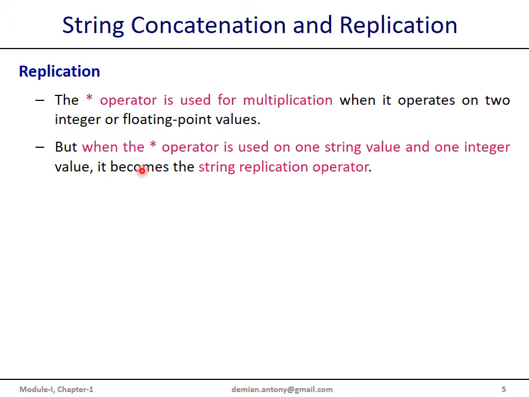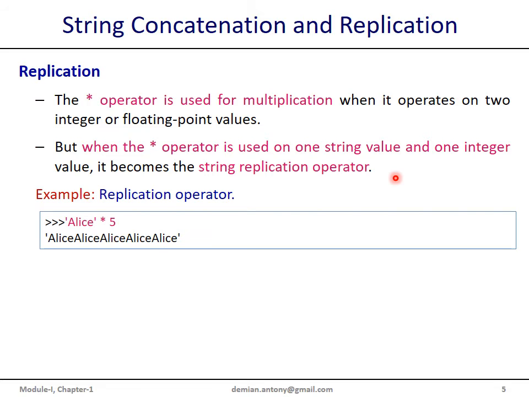String replication. The star operator is used for multiplication when it operates on two integer values or two floating point values. But when the star operator is used with one string value and one integer value, then it becomes a string replication operator.